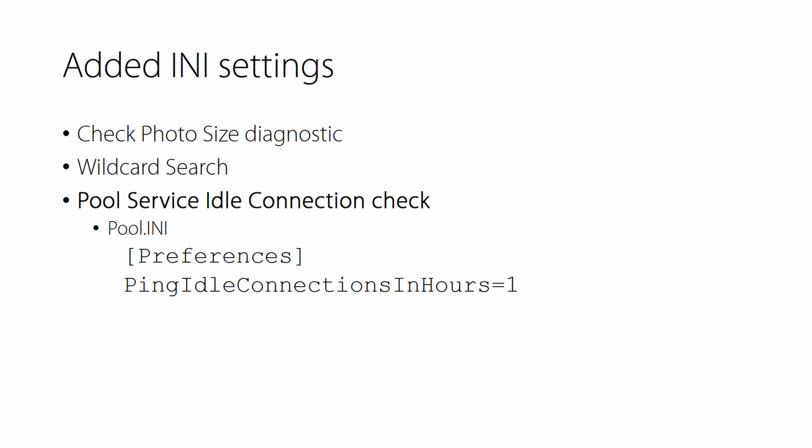To ensure accuracy of connected sales points within a client site, a new INI setting is now available. The Ping Idle Connections in Hours setting actively checks for connection status and terminates idle connections based on configured intervals. By default, this setting checks connections every 12 hours. The 12-hour period is set on the INI setting located in the Pool INI file.